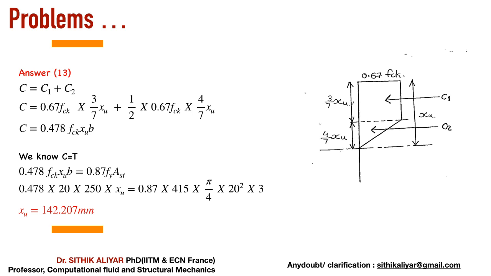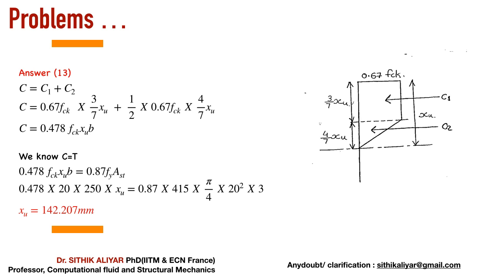Initially, if it is a parabola, we were getting 0.36 FCK. I hope you remember that. There is quite a large difference of 0.17. Now you got the compression C value. Now we know C equal to T, obviously. So now you are coming back to the problem. Now you got the theory derived, C equal to 0.478 FCK B XU.